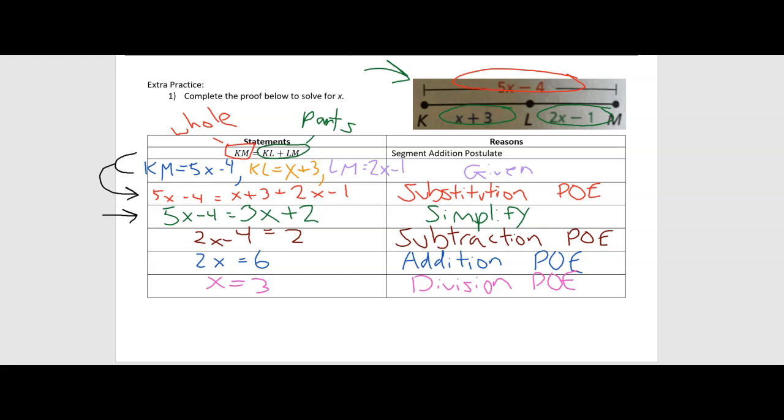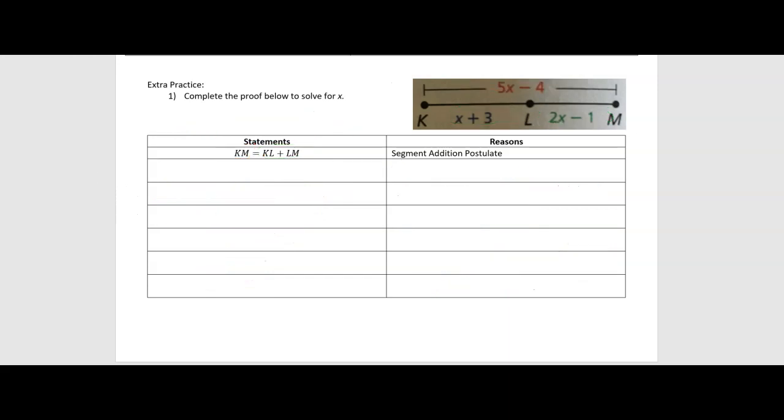That was the subtraction property of equality. I then added 4 to both sides. That would be the addition property of equality. And then I divided both sides by 2 for the division property of equality. Okay, we have one more proof to do, and then we're done with this video.